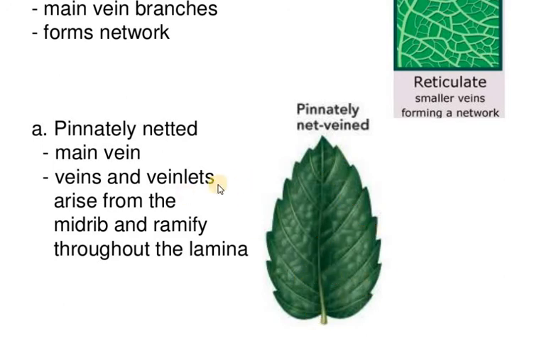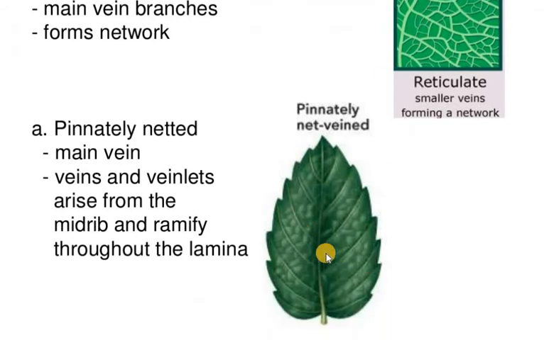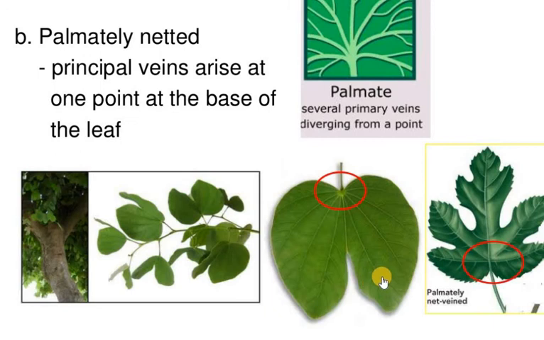This is called pinnately netted. So actually this is reticulated. Within the reticulation, the veins are arranged in a pinnately netted fashion. So they are pinnately netted. The next one is called palmately netted.